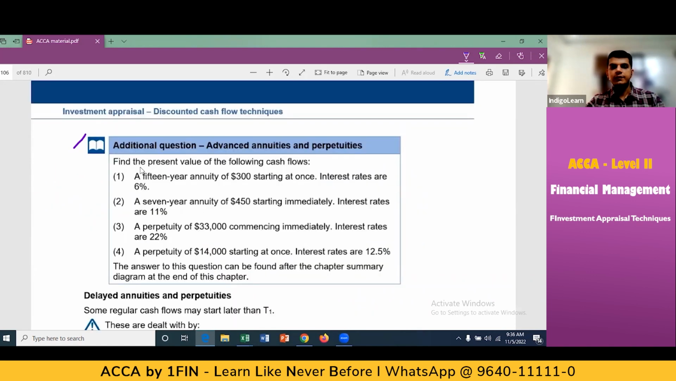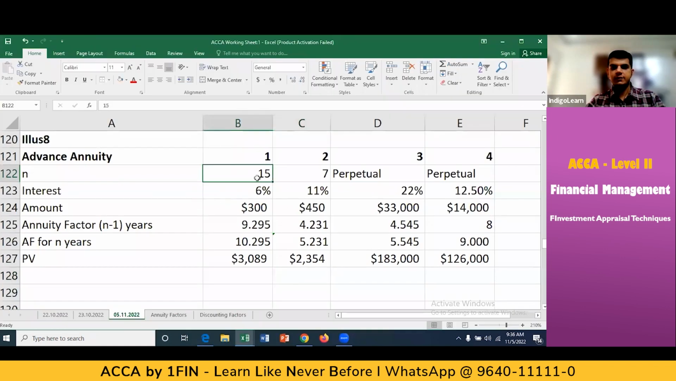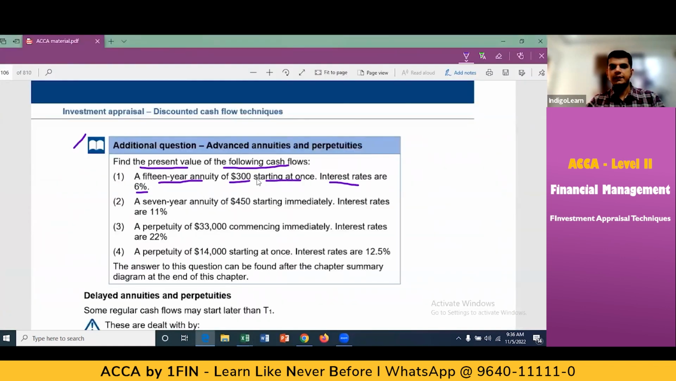Okay, so find the present value of the following cash flows. First is a 15-year annuity of $300 starting at once. Interest rate is 6%. Okay, first is the 15-year annuity. I just copied 15 here. Interest rate is 6%.